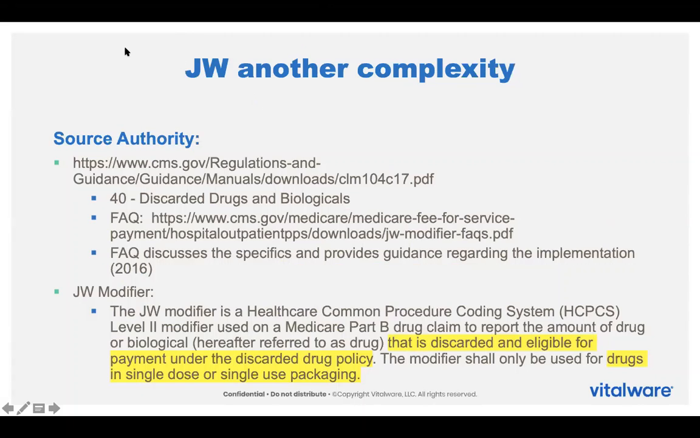We're going to go on to the JW modifier, and this one has been rather nasty to implement. First of all, where do you find the regulation? It's under discarded drugs and the claims processing manual, chapter 17, and I've given you that link. The JW modifier is not a CPT modifier. It is a HCPCS code modifier, and it is for discarded and eligible for payment drugs, meaning you can have a discarded drug and you can put JW on it, but there's no payment going to be made for those drugs that are not eligible as separately payable.